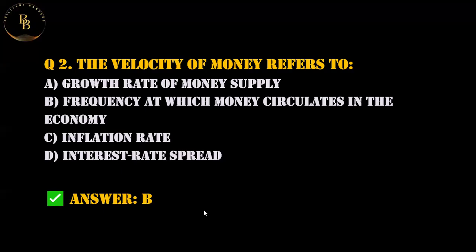That is, velocity means the total GDP divided by the money supply. So higher the velocity, money changes hands faster, and there is inflationary pressure. So whenever there is high velocity, the money changes hands faster. So answer is B, the frequency at which money circulates in the economy.